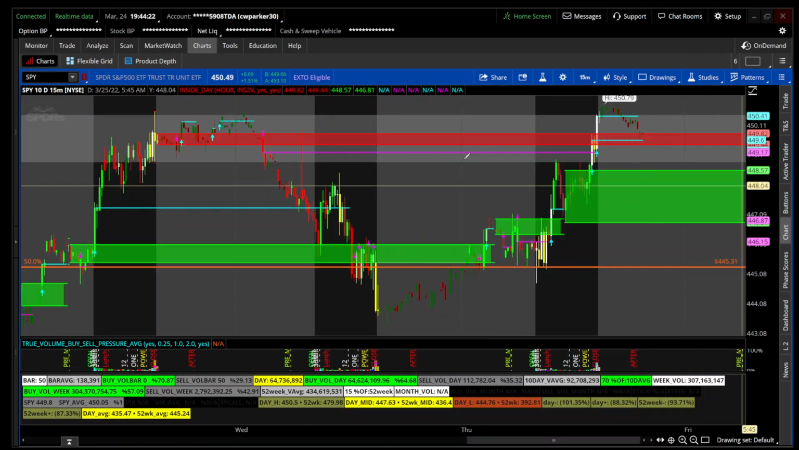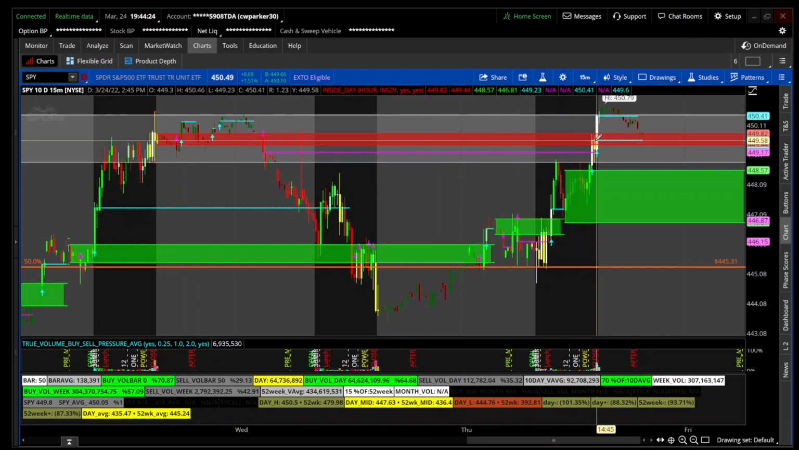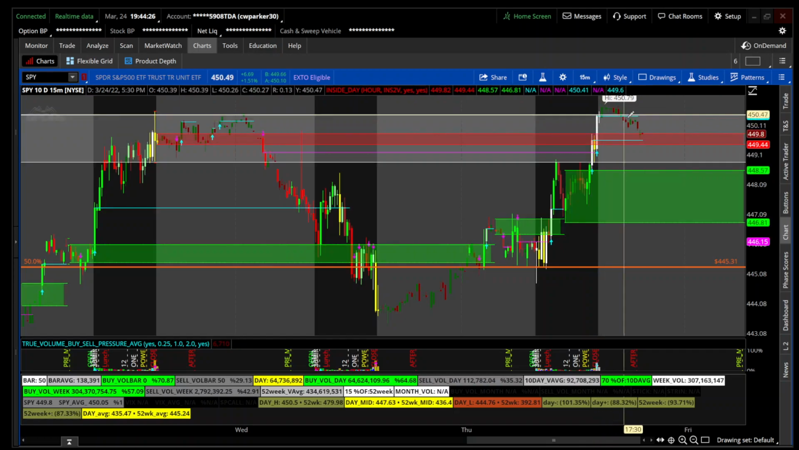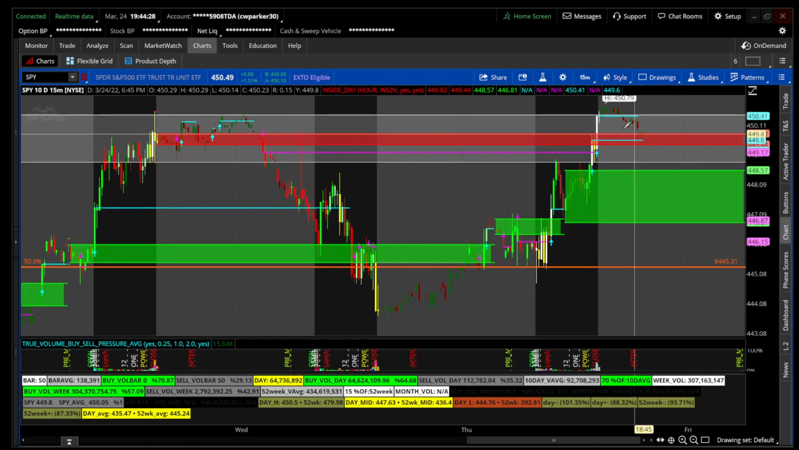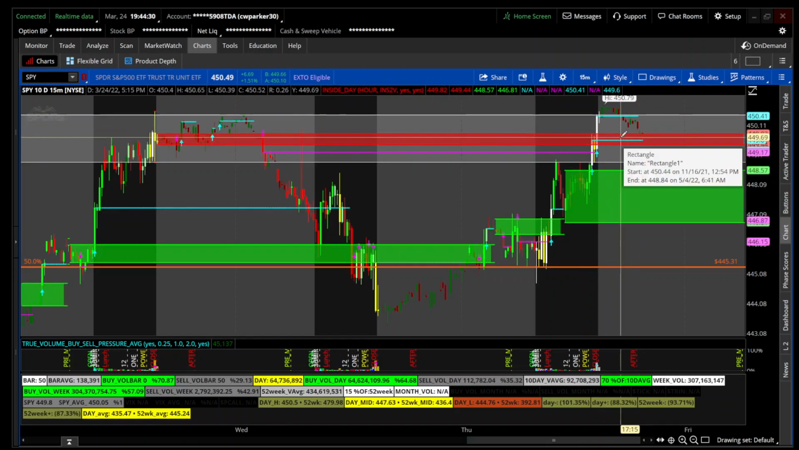And as you can see, this acted as resistance when it came over here. The stock actually paused, and right now it's acting as support. Now the candle actually broke up above it.